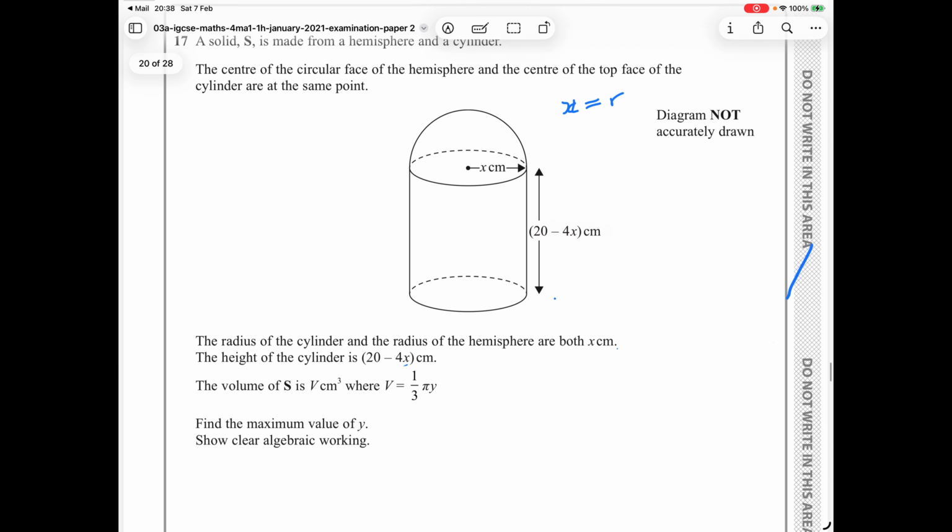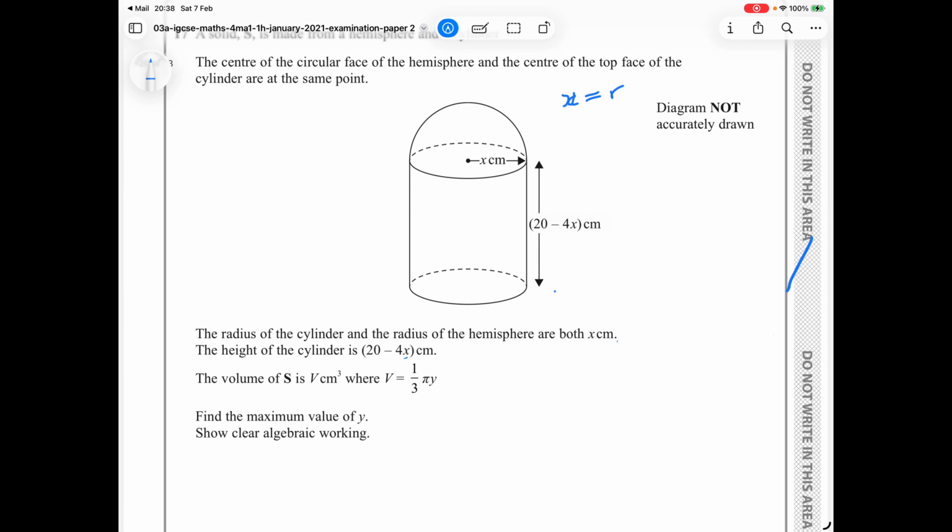Okay, so what we're going to do is find out what y is and then find the maximum value of y, showing clearly the algebraic working. The way we're going to do this is we're going to find the volume of the hemisphere, the volume of the cylinder, then put it equal to this and get rid of stuff.